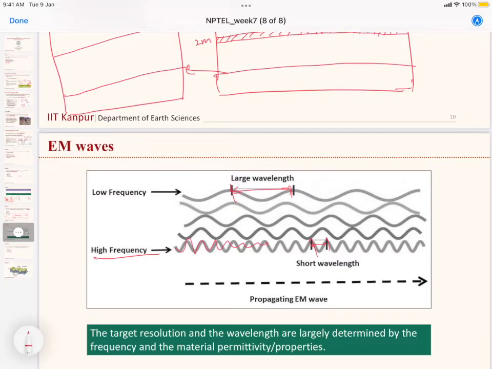So what is resolution? The minimum resolution of any wave is lambda by 4. So suppose my wavelength is 28 meters. The resolution of that particular wave would be 28 by 4, that would be 7. So 7 meters would be the minimum thickness that the wave can resolve.